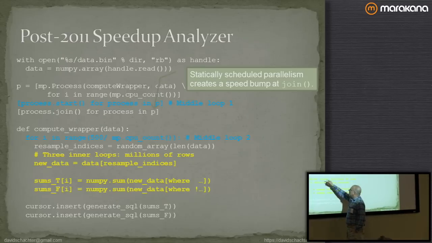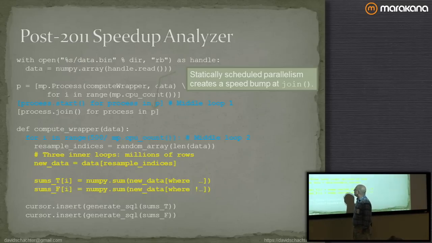When each process is started, that first of the blue lines there, the child process is going to execute compute wrapper, which has passed in the data that was read in from the data file. And now, instead of running 500 loops in blue, we're going to run 500 divided by the number of cores, because we have number of cores processes running in parallel. And we do our calculation, and we get a nice speed up.